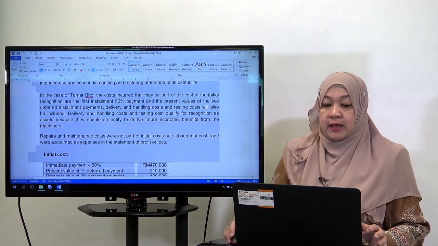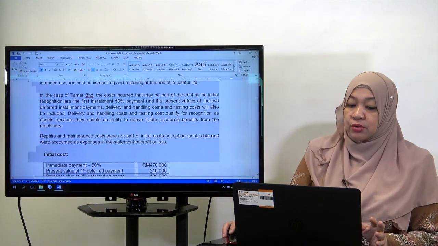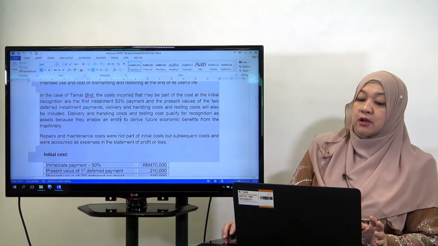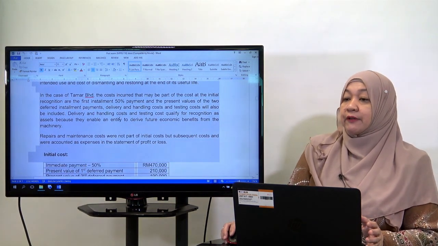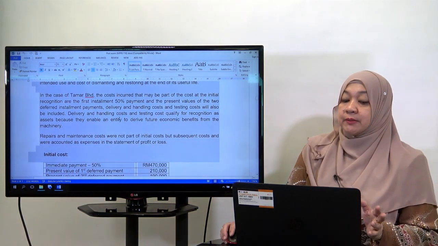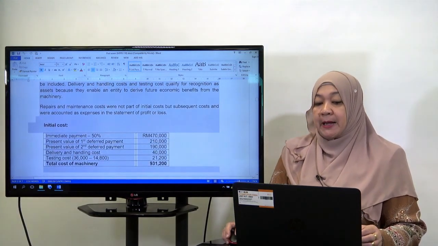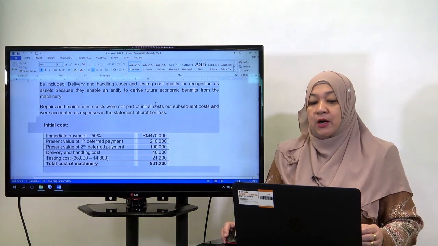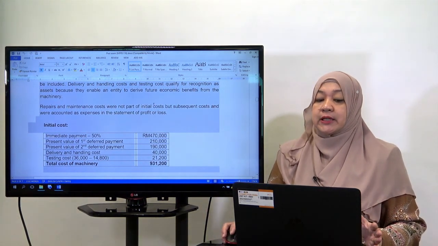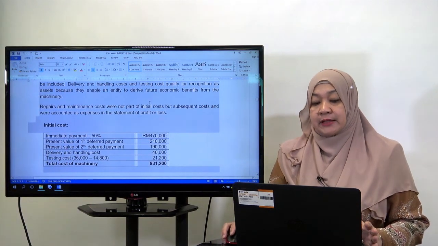The delivery and handling cost as well as testing cost will also be recognized as the cost of the asset, because it helps the entity to derive future economic benefits. Furthermore, it increases the value of the asset. Now, repair and maintenance costs are not part of initial costs but subsequent costs, and will only be accounted as an expense in the statement of profit or loss, because this is revenue expenditure.